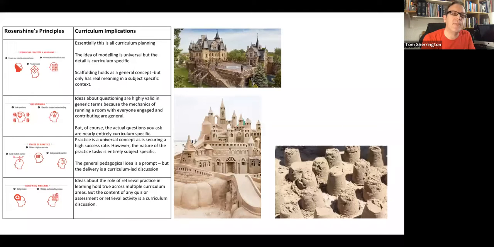Questioning. Now, of course, and I think this is probably the most valid generic thing about Rosenshine, it comes to all of us. We do all have to ask questions in a class. We do all need to engage everyone in a room, and the mechanics of running a room are common to everybody, regardless of what you're actually teaching. This is actually one of the difficulties I think teachers often have, involving everybody, and the curriculum that you've designed needs to reach everyone in the room, and that's the hardest part.